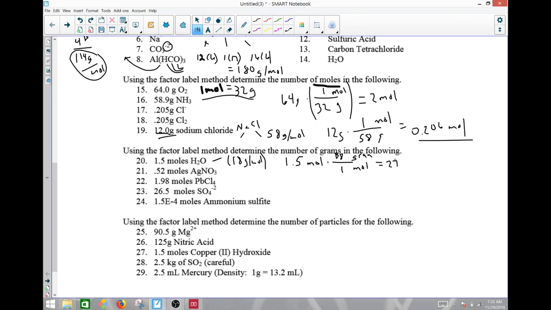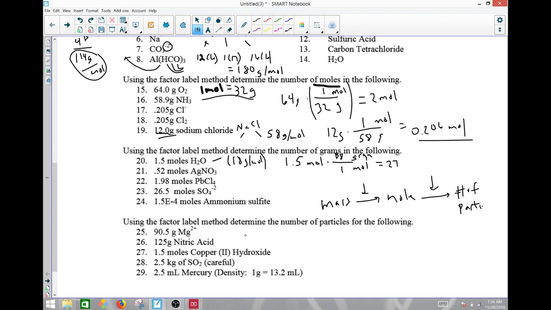All right. And now the last thing here is that I'm going to do one example of the last one here. Now they want me to go from mass to number of particles. So I'm going to go from mass, and I'm going to plug this over to moles, and then I'm going to plug it over to number of particles. This is going to use the molar mass. This is going to use Avogadro's number. All right, so here we go.